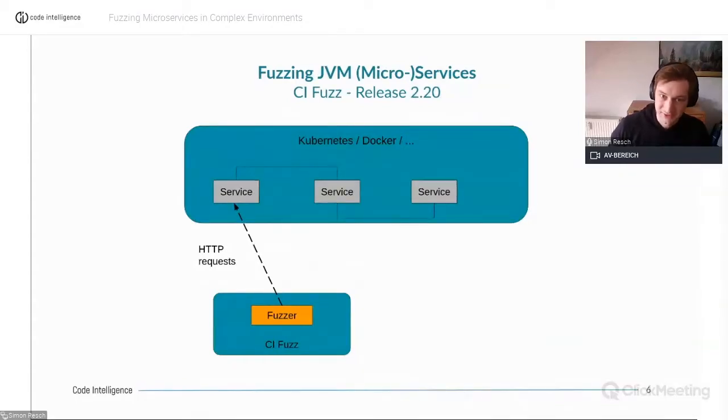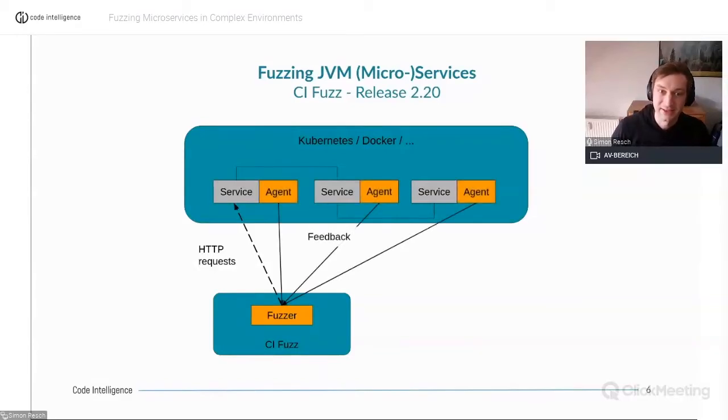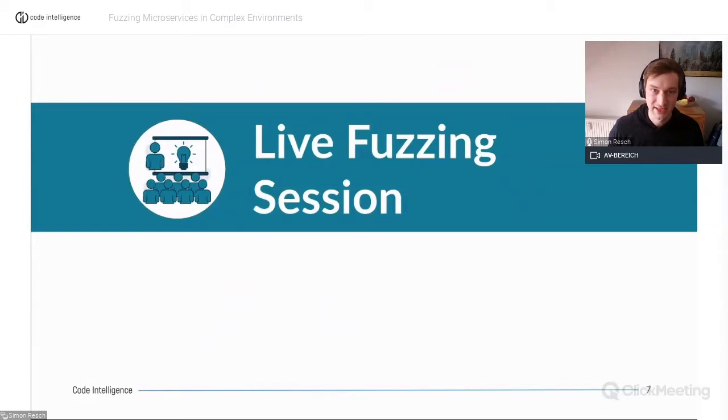But we want to have this feedback loop that's quite essential for the modern fuzzing approach. And we get that by adding Java agents to each of the services that we're interested in. They will send back to the fuzzer the feedback that it needs to perform better mutations. Okay, so that's the basic idea.